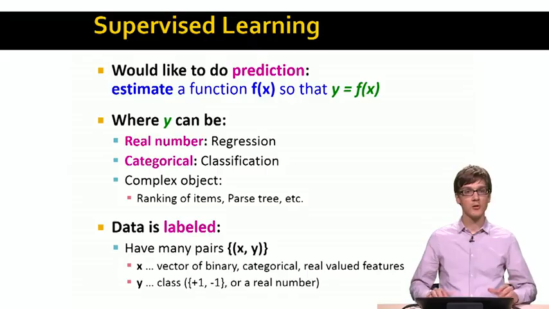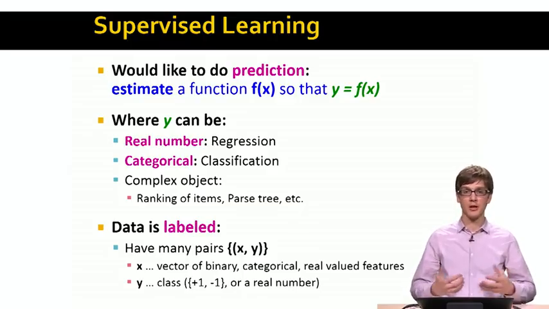We call this whole thing supervised learning because we think of our data as labeled. We are getting a set of many pairs x and y, where x is the data that we are getting, and y is the variable or the class that we want to predict. So we can think of x as a vector of binary, categorical, or real-valued features, and y as the class, let's say +1, -1, or a real number if we are working with regression. So x is a set of features representing our data point, and y is the property of the data point we want to predict.